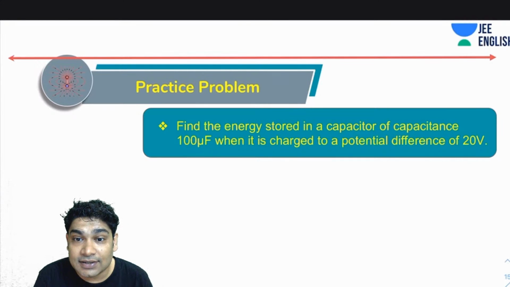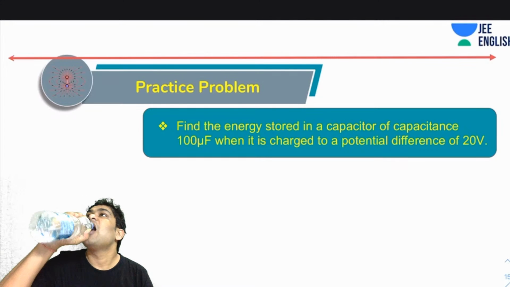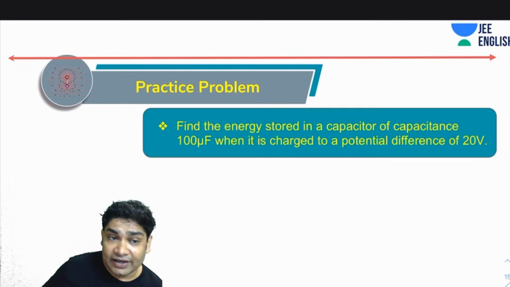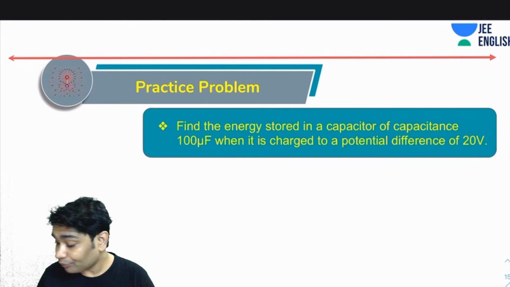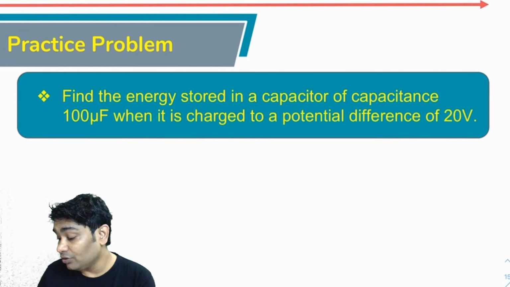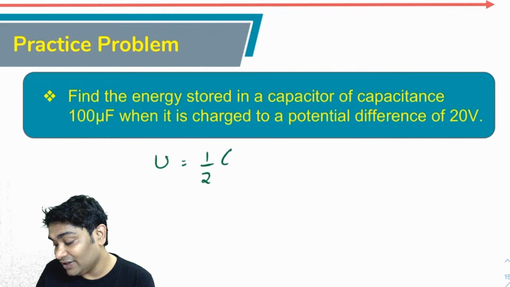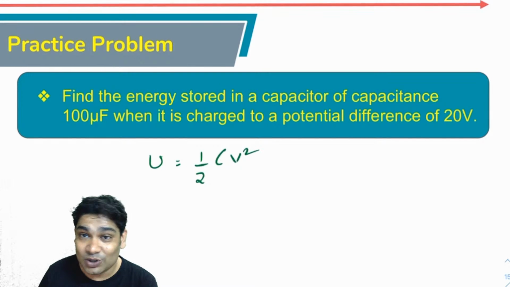Alright, any answers? Anyhow, this is fairly straightforward, so I won't be wasting any more time on this. So, how do you solve this? This is very simple. You just learn the formula that U equals half CV square. All you had to do was substitute these values.